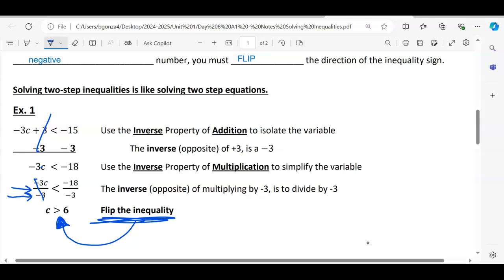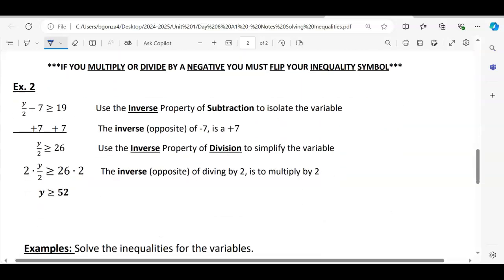Let's look at example 2. This one is also typed out. Let's talk about it. Y is here, so the loner is minus 7. The opposite is to add 7. So the 7s cancel out. 19 plus 7 is 26. Now, what's the opposite of dividing by 2?